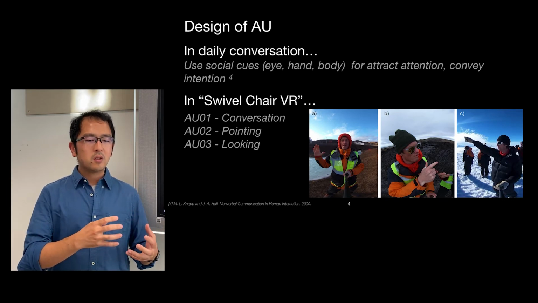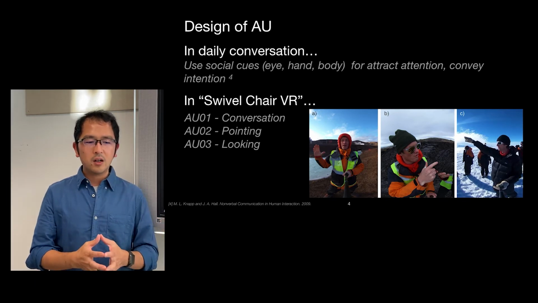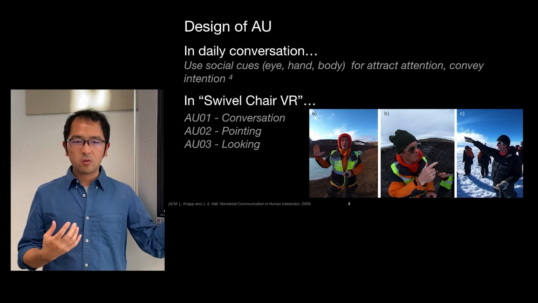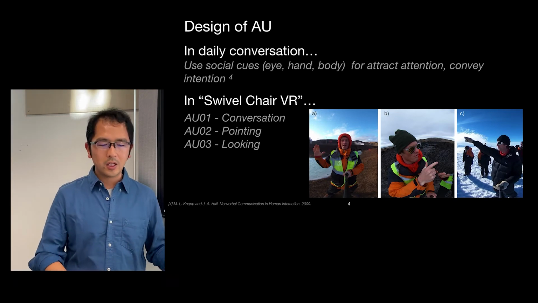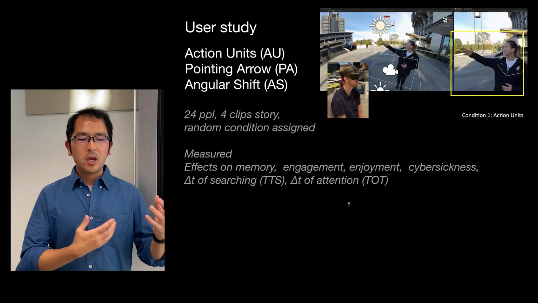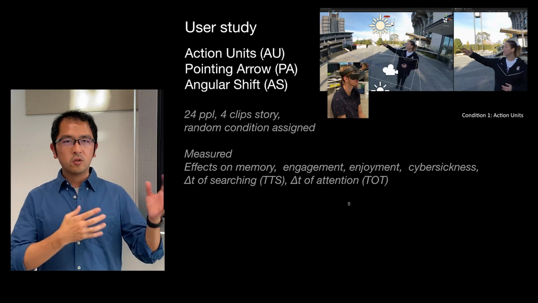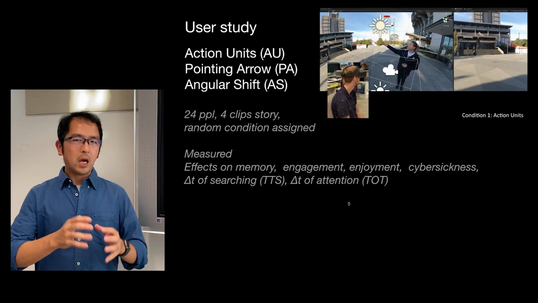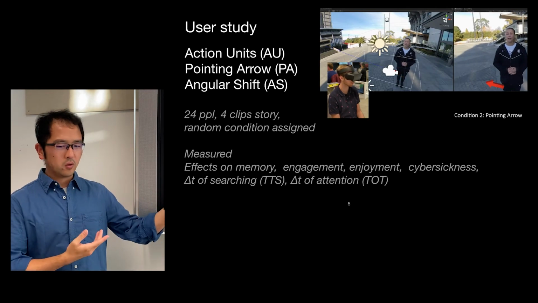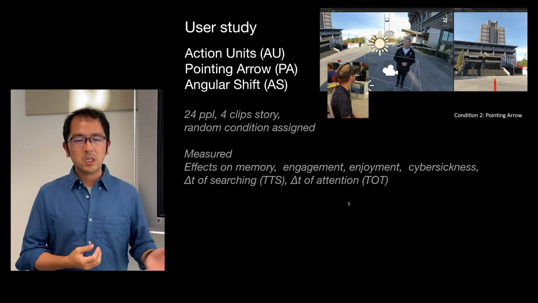So we designed this for swivel-chair VR and extracted 3 action units. As you can see on the screen, there are 3 different ones: conversation, pointing, and looking. And we also conducted a user study which compared the action units against the other 2 mainly used guiding techniques, the pointing arrow and angular shift. They are also shown in the video. You can see each of them being demonstrated.